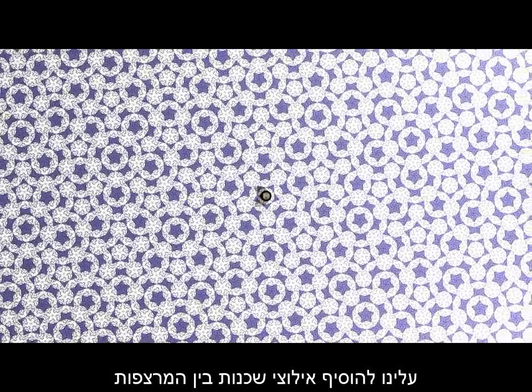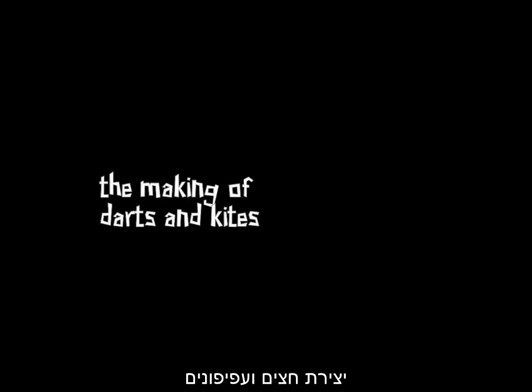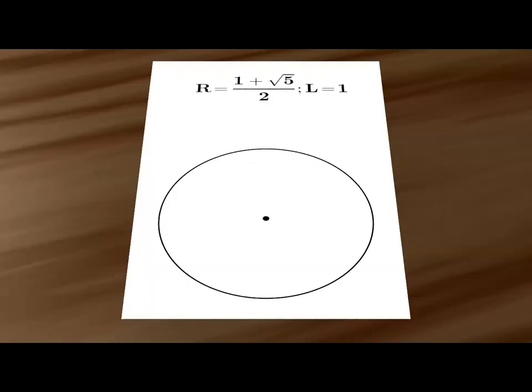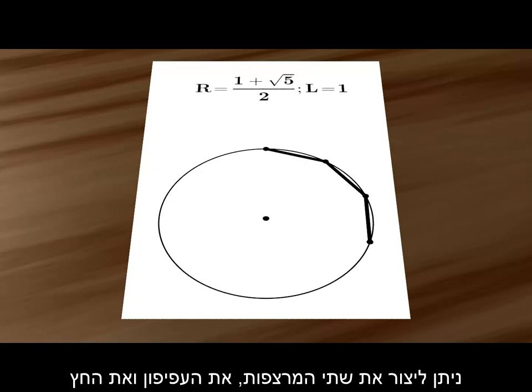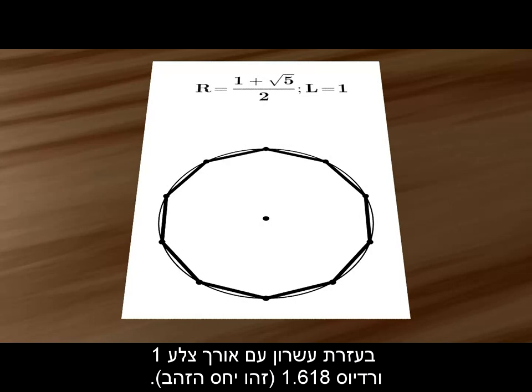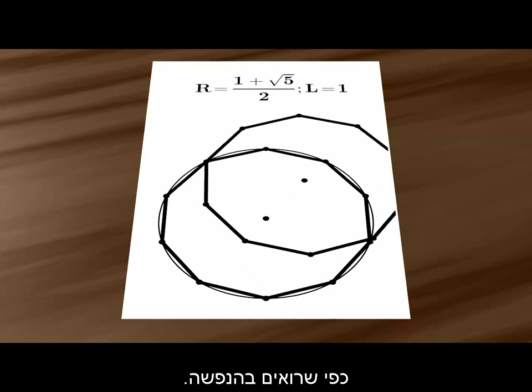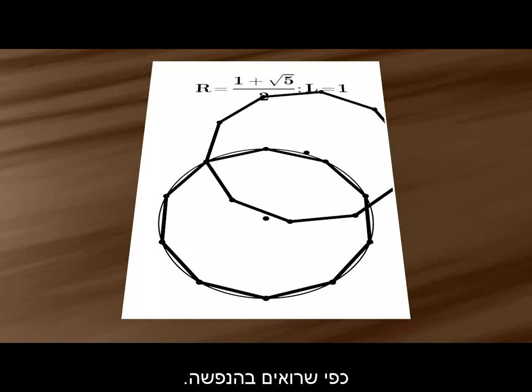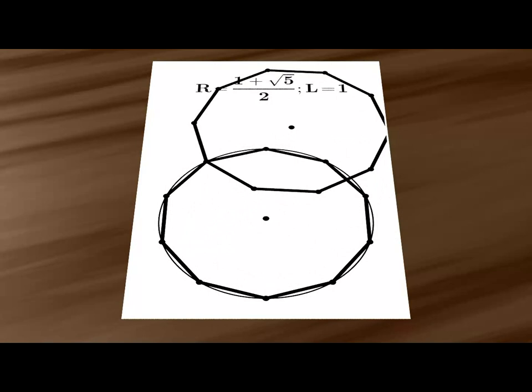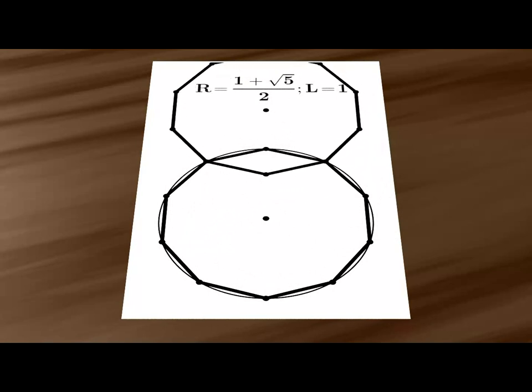We will now show the geometric construction of the two tiles. The two tiles, the dart and the kite, can be obtained from a regular decagon having as its side 1 and as a radius the well-known golden ratio, that is approximately 1.618, following the procedure shown in the animation.